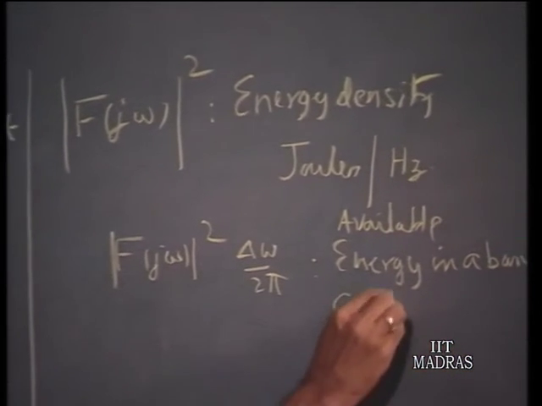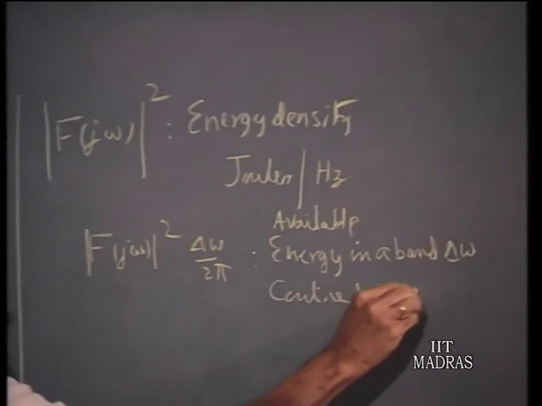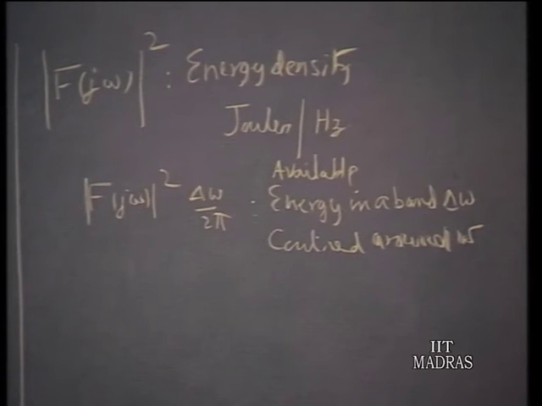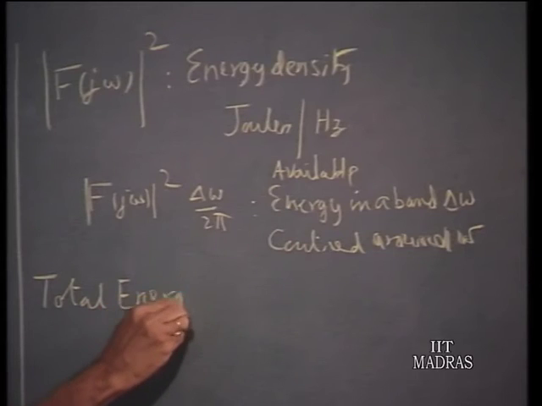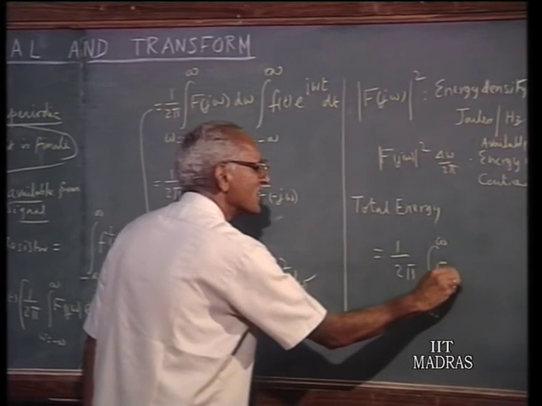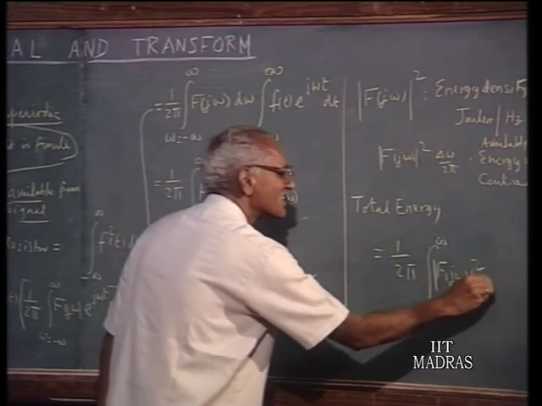centered around omega. So, if you take a small band of frequencies centered around omega, small delta omega, this is the energy that is available. All we have to do, therefore, is to find the total energy, you have to sum up all such energy quanta in different bands, and that becomes this integral, that becomes 1 over 2 pi integral from minus infinity to plus infinity of magnitude F of j omega squared d omega.